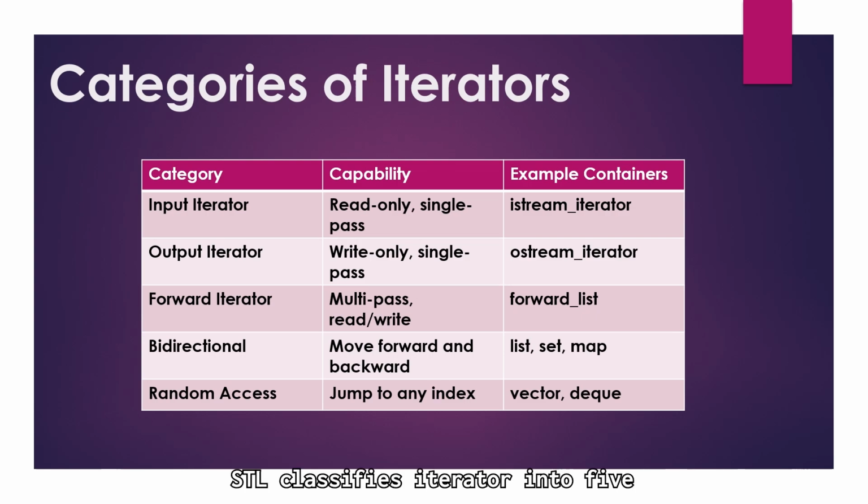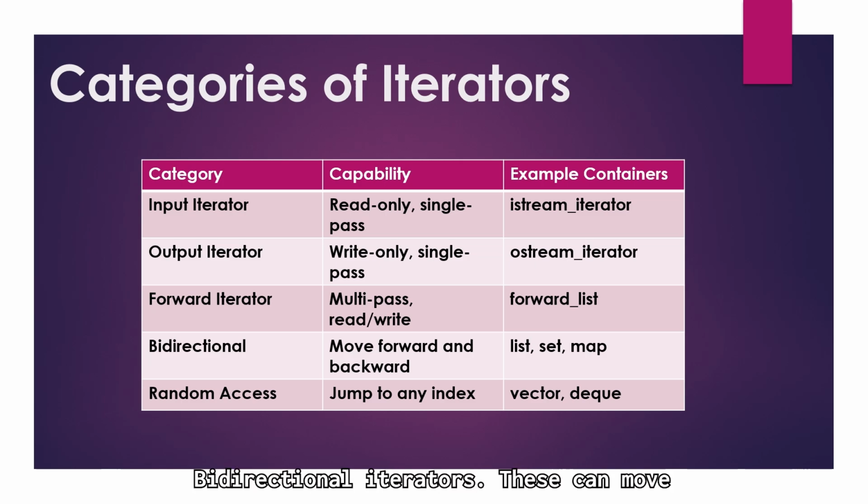STL classifies iterators into 5 categories, each offering different capabilities. Let's go and explore them. Input iterators. These can read data as we move forward through a container. You can think of them like reading from a file or stream. Output iterators. These are used to write data, for instance, writing to an output stream or inserting into a container. Forward iterators. These support multiple passes in the forward direction, useful in singly linked lists.